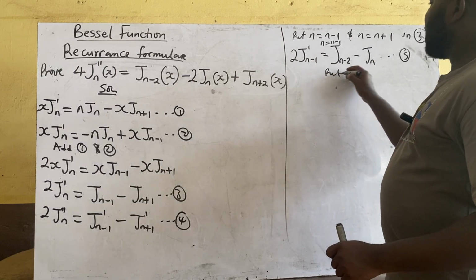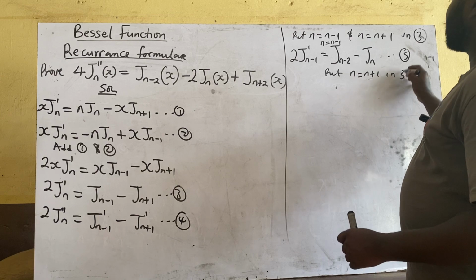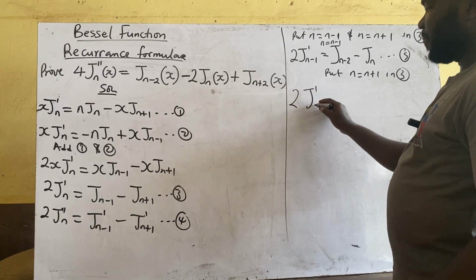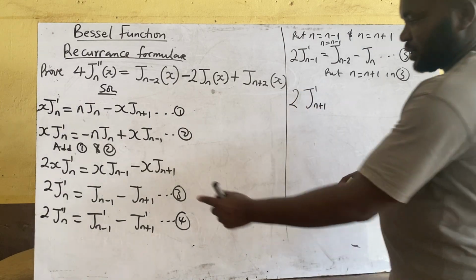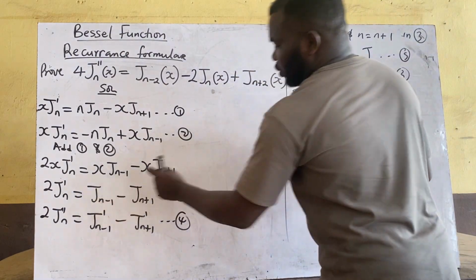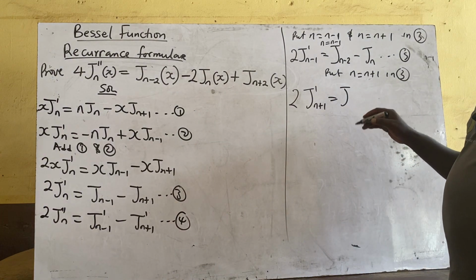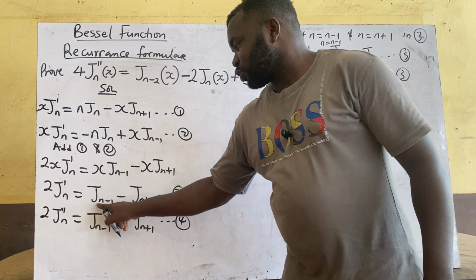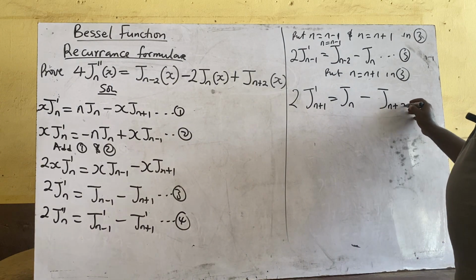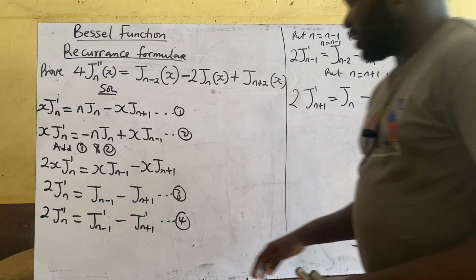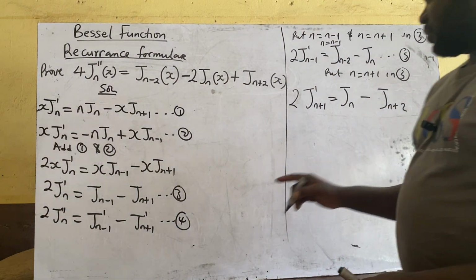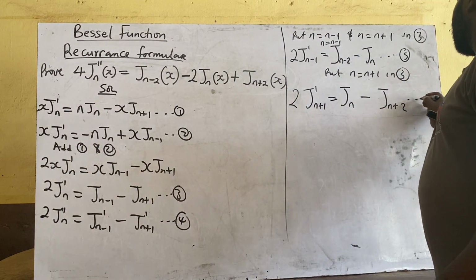If I put n to be equal to n plus 1 in the same equation 3, I'm going to have 2J prime n plus 1 equal to J n, since n plus 1 minus 1 is n, minus J n plus 2, since n plus 1 plus 1 gives n plus 2. So we have this and then we have this. Let us put it here and see what we are going to have. Let me call this equation 6.